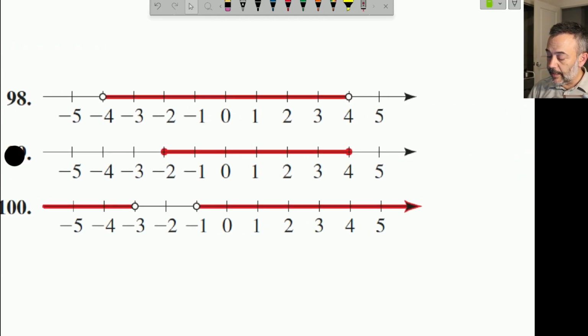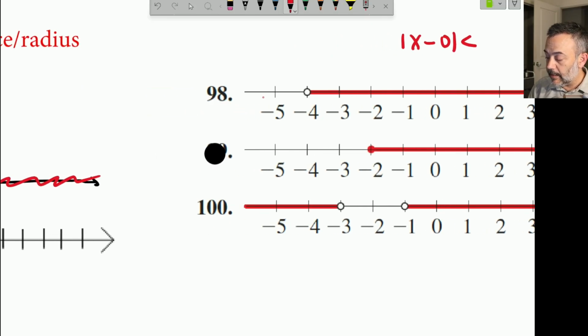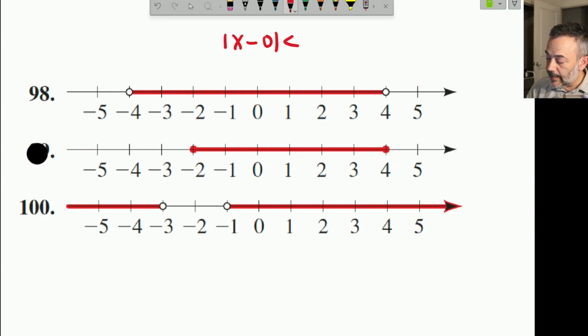So a couple quick examples. What about number 98 here? What's the center? It's 0. What's the radius or the distance to the edge? It's 4. So the equation of this given graph would be the absolute value of x minus the center is less than, because it's on the inside, it's less than 4 units. There's 4 units, 1, 2, 3, 4. There's 4 units to get to the boundary. Now I did less than because it did not include the endpoints.